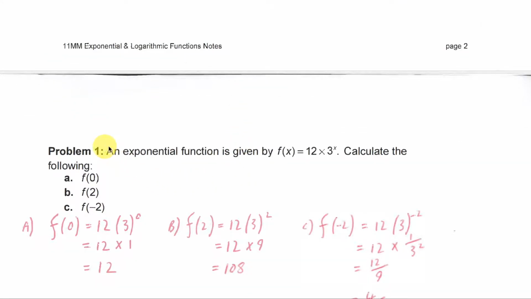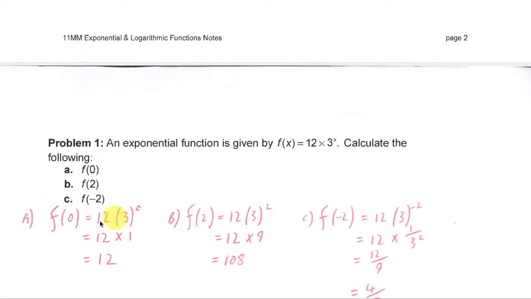Okay, so here we have a function f of x defined. It's 12 multiplied by 3 to the power of x. Calculate the following: f of 0, f of 2, f of negative 2. Now the key to this here is that we've got a base of 3. 3 is greater than 1, so therefore this is an increasing exponential. If the base is a fraction or a decimal, a value between 0 and 1, then what you'll see is a decreasing exponential, but this is an increasing exponential.